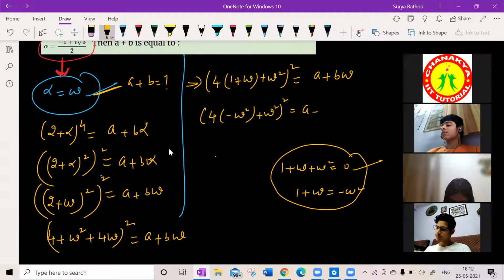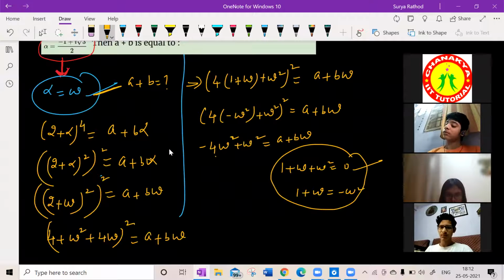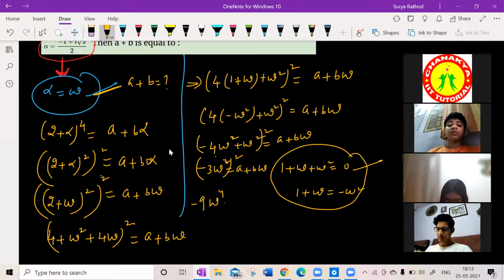Is equal to a plus b omega. So what can I write here now? Minus 4 omega square plus omega square is equal to a plus b omega. So minus 3 times omega square is equal to a plus b omega. No, whole square we forgot. See, whole square. So whole square means 9 times of minus 9 omega power of 4 is a plus b omega.